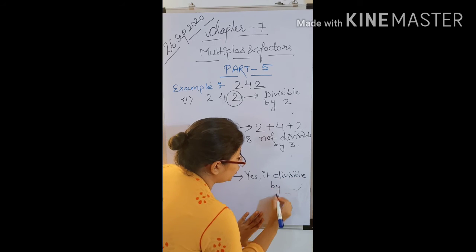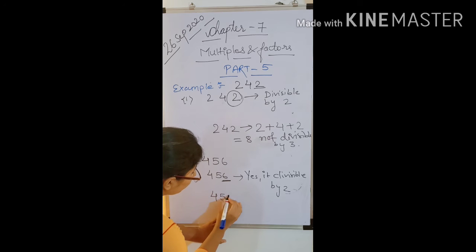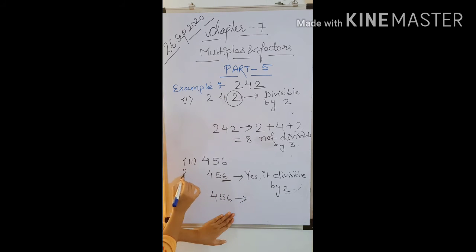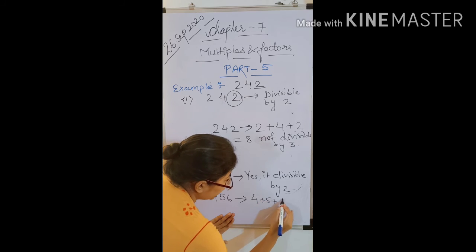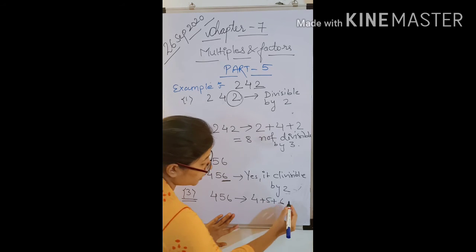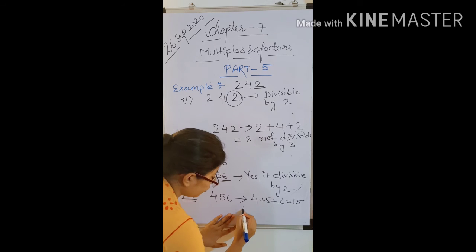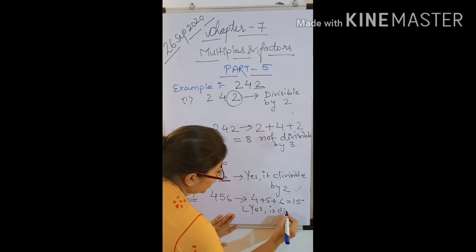Now looking for the other number, I have to check for 3 also. So what do I have to do? I have to add for the 3. This is the checking for 2 and this is the checking for 3. Now for 3, what do we do? We add the numbers 4 plus 5 plus 6. So 4 plus 6 is 10. 10 plus 5 is 15. Now we know very well 3 fives are 15. Therefore yes, the number 456 is divisible by 3.